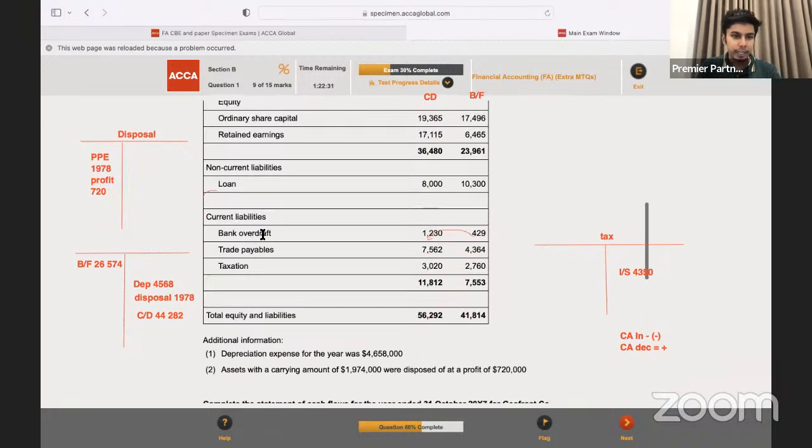Right, guys, bank overdraft, we already finished now. We took it for cash and cash equivalent. Right, next one, guys, trade payable. That also we already finished, right? Can you remember for which part? Working capital changes. We're done with that.